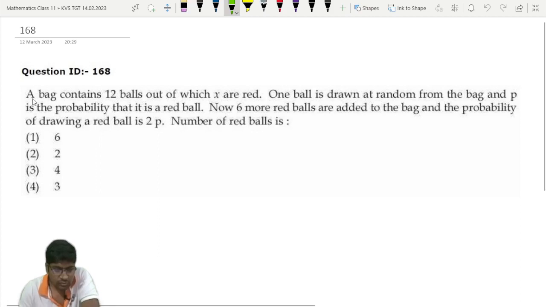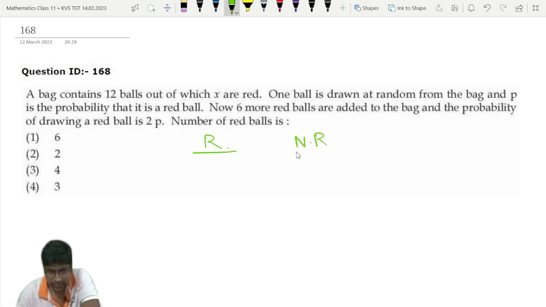So what they are asking here: a bag contains 12 balls out of which x are red. So red balls are x, and whatever the other balls are, they did not give anything. Non-red balls: x balls are red, so non-red balls are 12 minus x, because the total number of balls is 12. One ball is drawn at random from the bag and p is the probability that it is a red ball.